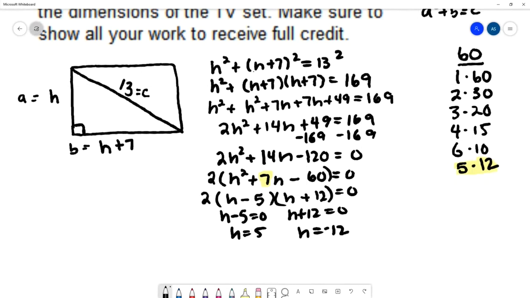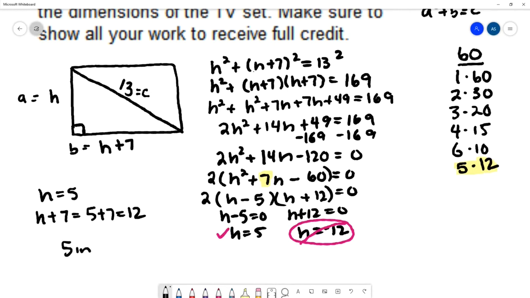Now in the context of this problem, having a negative number for the height doesn't make sense, so we can exclude this one. So we're going to use a height of 5. And if the height is 5, that means that the length, h plus 7, will be 5 plus 7, that's 12. So we get the dimensions being 5 inches by 12 inches.